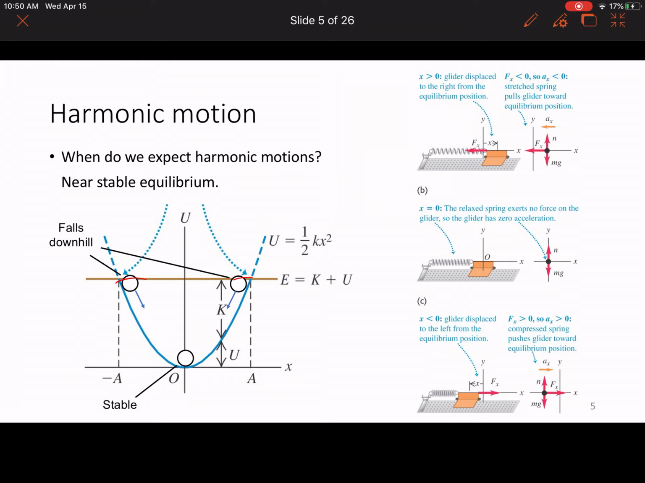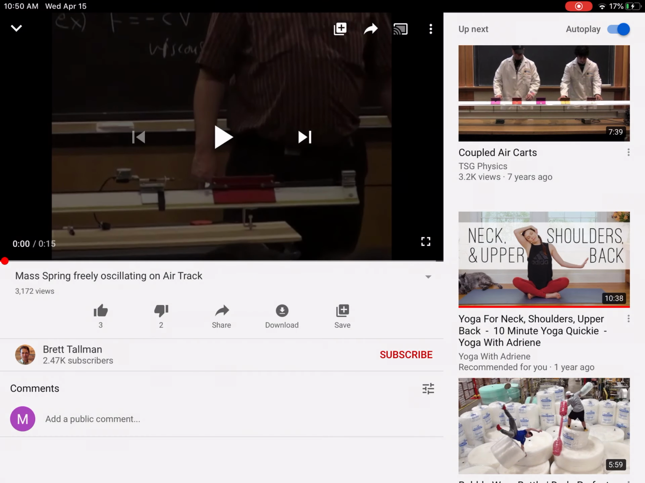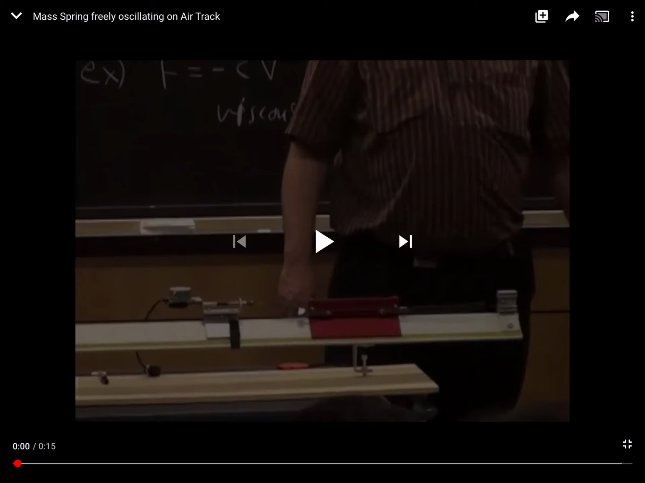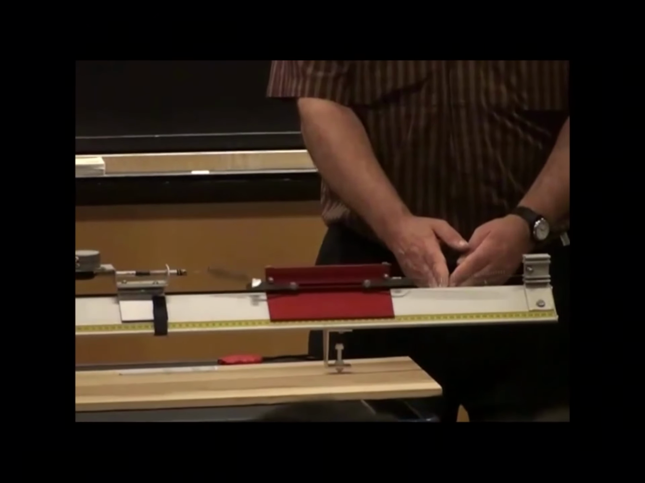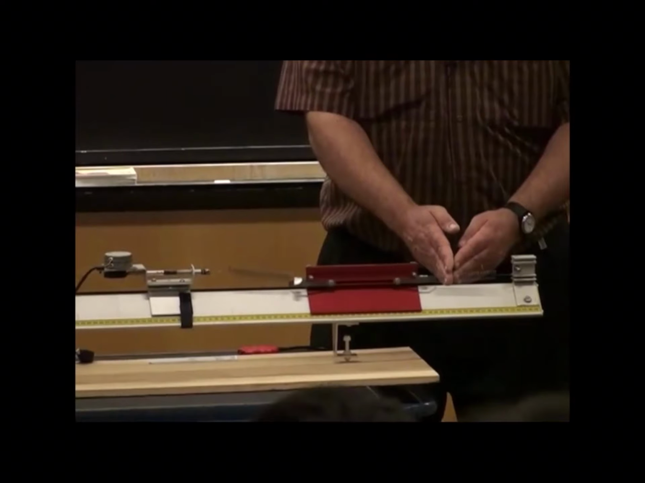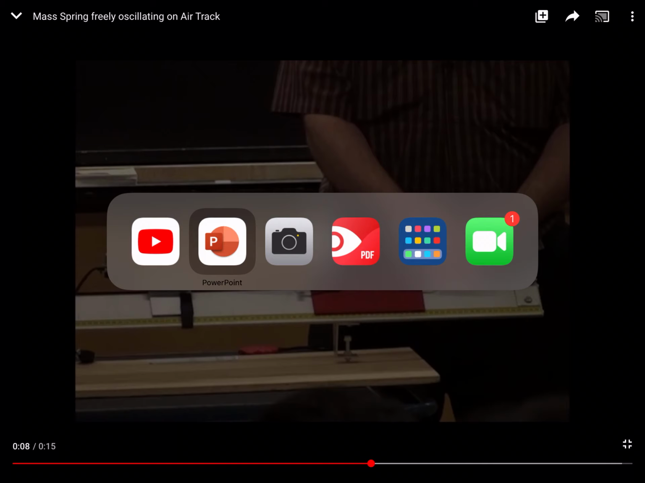Another good example of this is a glider on an air track connected to a spring. So this is something we'll keep coming back to throughout this class. It's one of the few examples where we have a very nice analytical solution. So here we go. I have a mass oscillating on an air track. This one is actually connected to 2 springs, not 1. Approximately constant amplitude. You'll notice it just keeps going back and forth, essentially infinitely long if I were able to forget about friction.